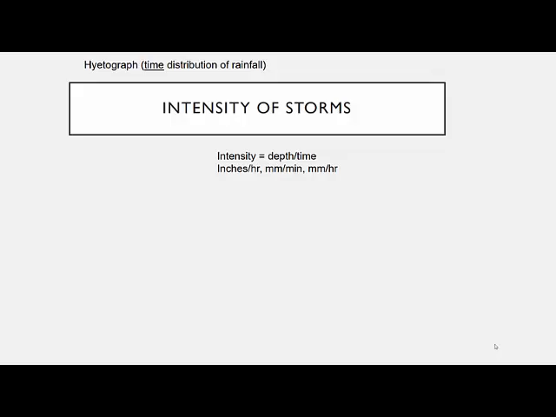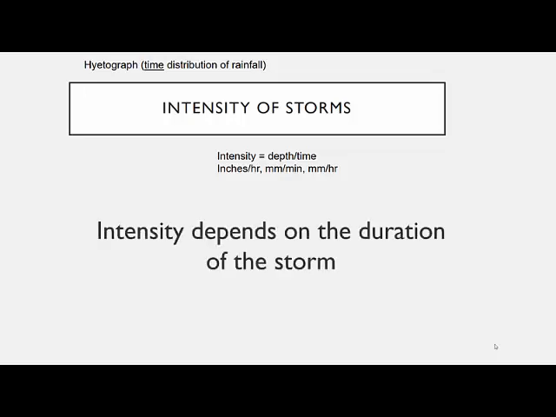Hello. I'm going to review a couple of concepts before we move forward to methods to estimate the time of concentration that we have also seen, and then a method to calculate peak discharges from a watershed. So remember, hyetograph is the time distribution of the rainfall. The intensity is the depth over time, and it's measured in inches per hour, millimeters per minute, or millimeters per hour. We mentioned in one of the previous videos that the intensity depends on the duration of the storm.